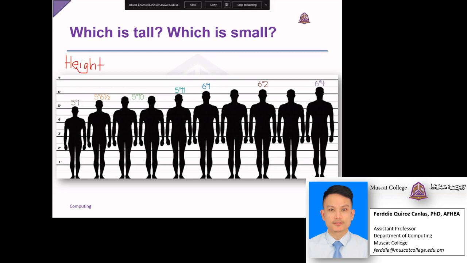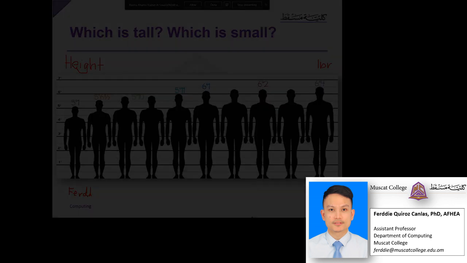So this is Ibrahim, maybe. Maybe this is Ibrahim, and this is me. This is Dr. Ferdy, maybe. Right? You are tall, doctor. I'm very small, so I'll be here at 5'1". So maybe Ibrahim is 6'4". Or Mr. Tarek would be this one in the middle, right?